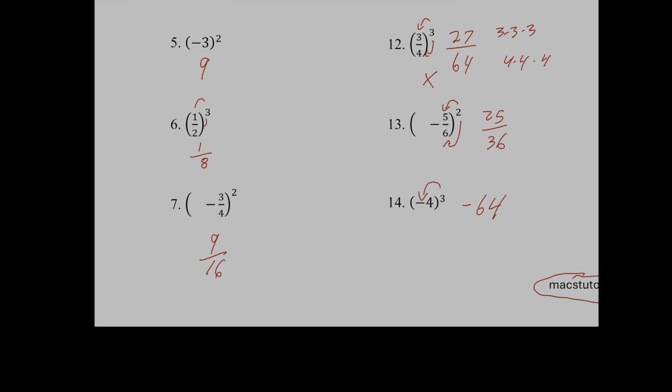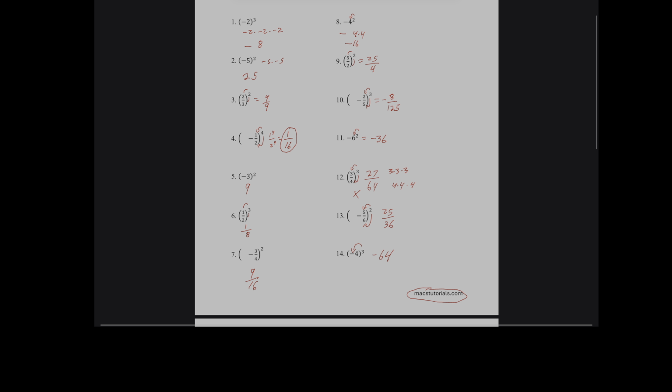Okay? So there's just a few examples of how we do exponents and how we evaluate them. But the big thing is knowing the positives and negatives. So if you can get that, or the parentheses and then the not parentheses. If you get that, you're good to go.